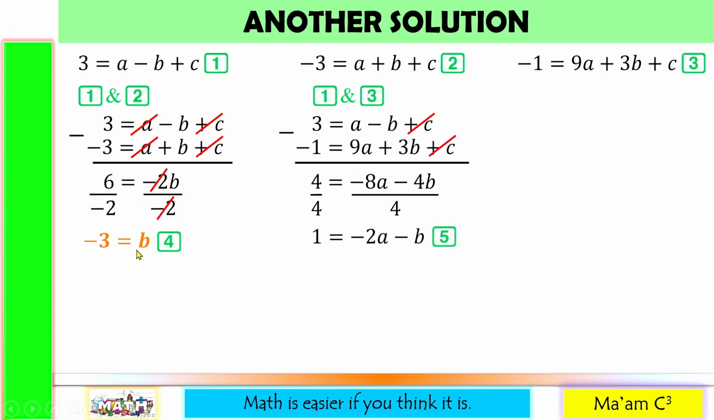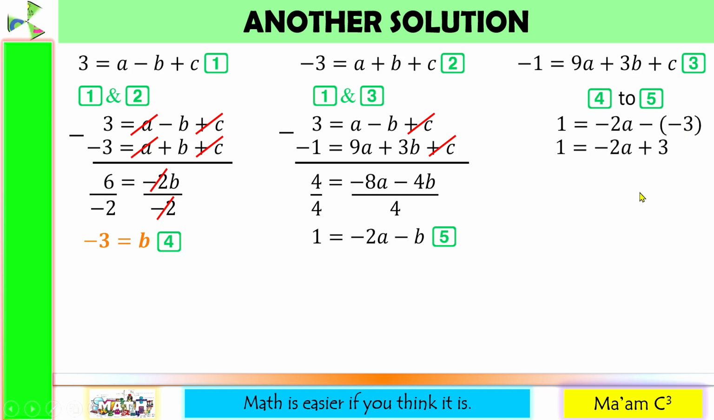And since I have already the value of b from equation 4, I can substitute equation 4 to 5. Meaning, I'm going to substitute -3 in here. So negative negative will become positive. To solve for a, I'm going to move this 3 on the other side. It will become -3. 1 minus 3 is -2. And to solve for a, I'm going to divide both sides by -2. So -2 here will cancel out. -2 divided by -2 is equal to 1. This will be my equation 6.